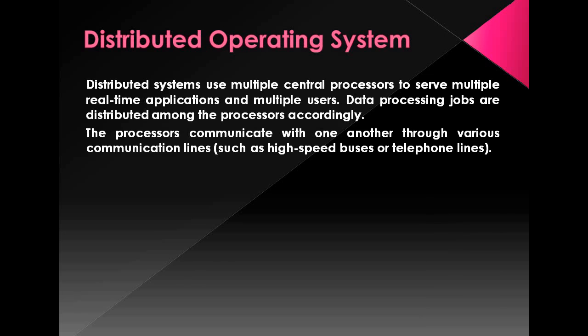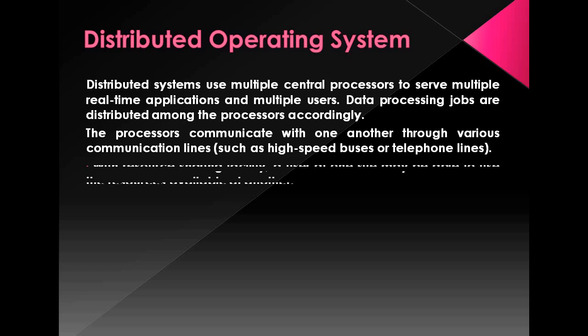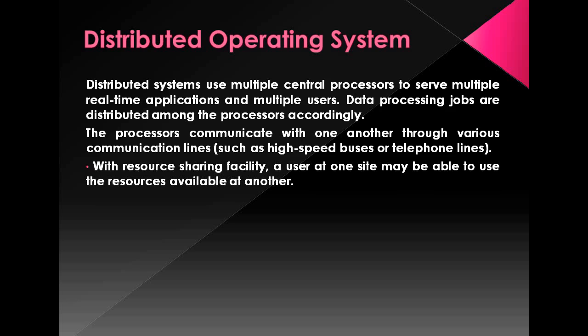Distributed systems use multiple central processors to serve multiple real-time applications and multiple users. Data processing jobs are distributed among the processors accordingly. The processors communicate with one another through various communication lines. With a resource sharing facility, a user at one site may be able to use the resources available at another. So the main goal of networking, that is resource sharing, can be achieved by using the distributed operating system.